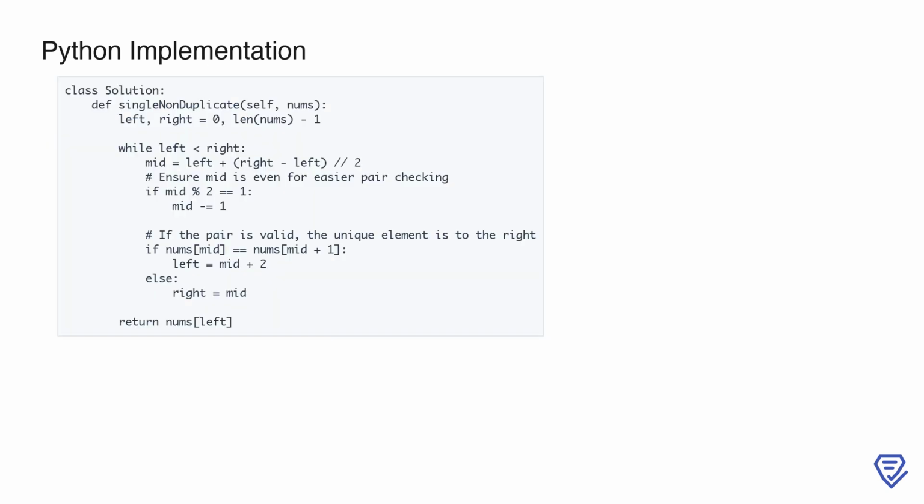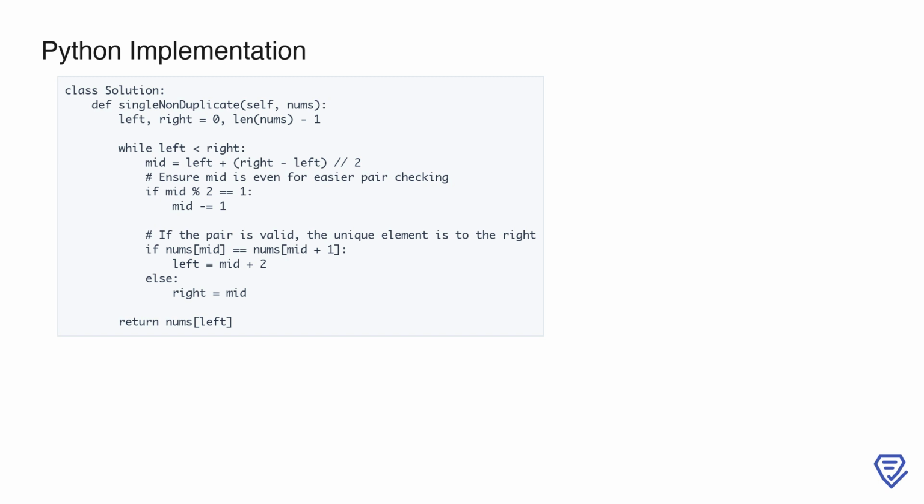This implementation solves the problem using a binary search approach to achieve O(log n) time complexity. The input is a sorted array where all elements except one appear exactly twice. The goal is to find the single non-duplicate element. We initialize left to 0 and right to the last index of the array. The binary search continues as long as left is less than right.